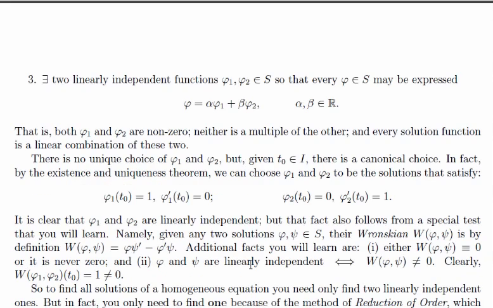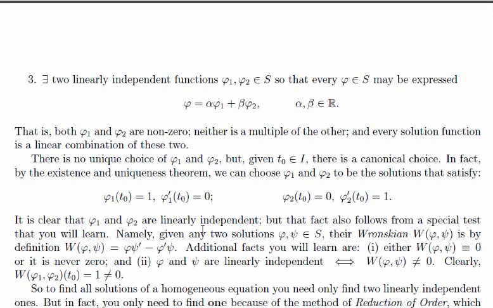Now, there is actually no unique choice of phi1 and phi2, but given a point in the interval, there is a canonical choice. In fact, by the existence and uniqueness theorem, you can pick out two specific solutions, phi1 and phi2, which satisfy this pair of initial data. The first one takes the value 1 at the data point t0, but its derivative is 0. And the second solution does the reverse. Its value at t0 is 0, but its first derivative takes the value 1.